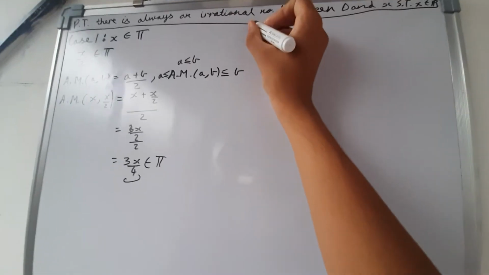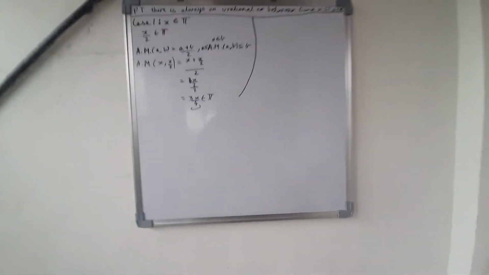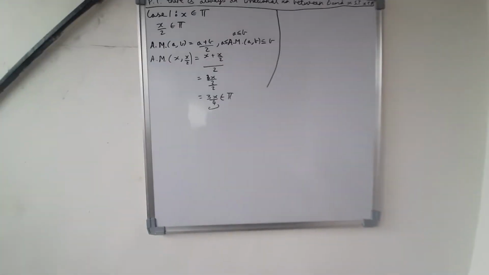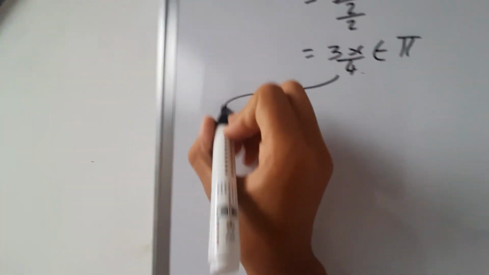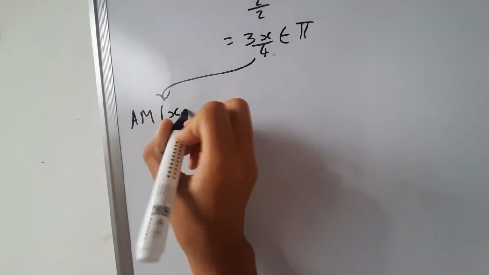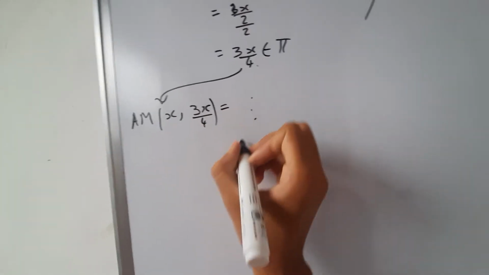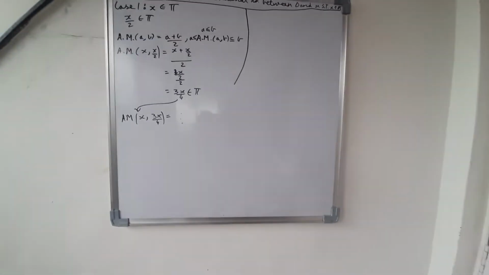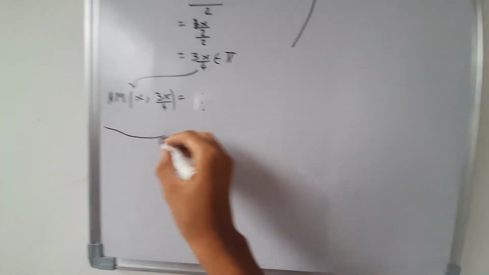I should always, I forgot to tell this, so remember that. Since we've got this number now, from here we can take the AM of say x and 3x upon 4, and then the process goes on, right? So we just have infinitely many irrationals between these two irrationals. Okay, that's cool. I've showed that.